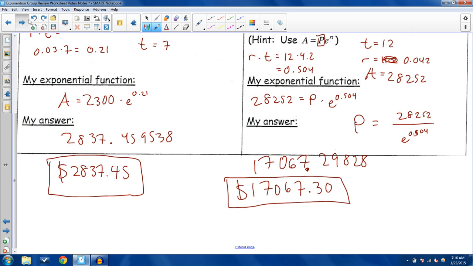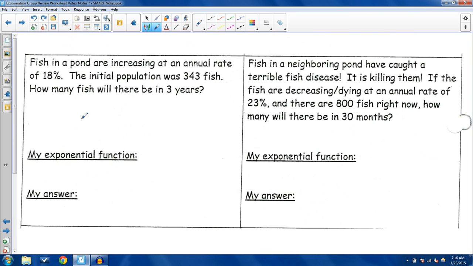For the next problems, I think you have fish coming up. Round to the nearest whole fish. Fish in a pond are increasing at an annual rate of 18%. The initial population was 343 fish. How many fish will there be in 3 years? Okay. This is going to be a y equals a times b to the x problem.